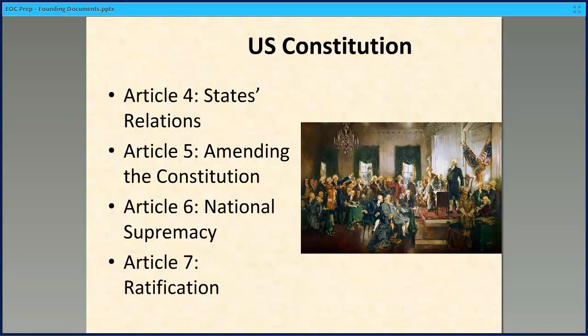And then finally, Article 7 is ratification. That is just spelling out exactly what needs to happen for the Constitution to be ratified.